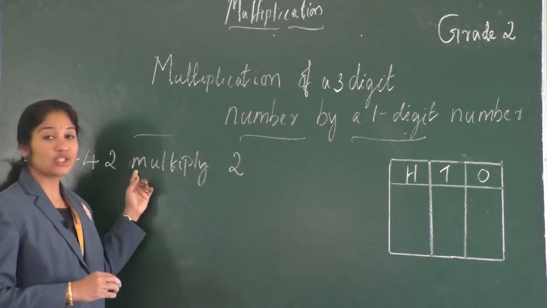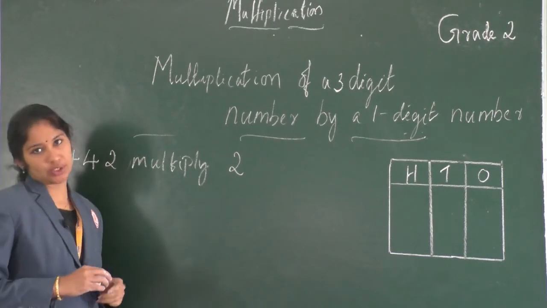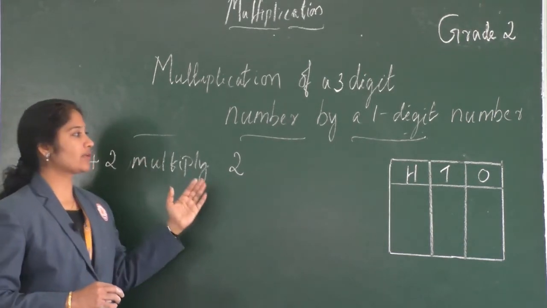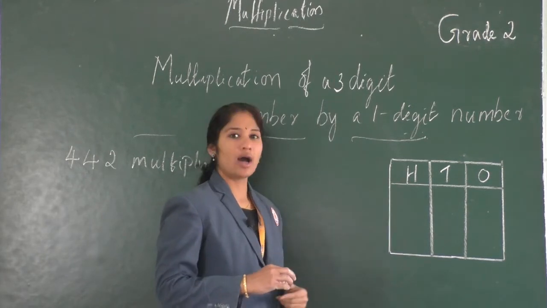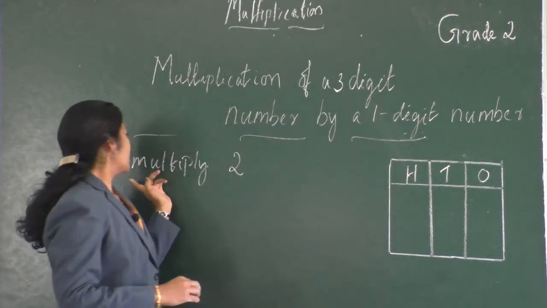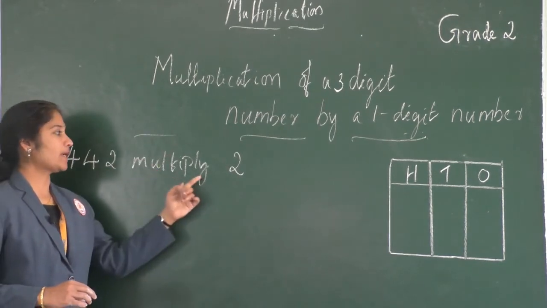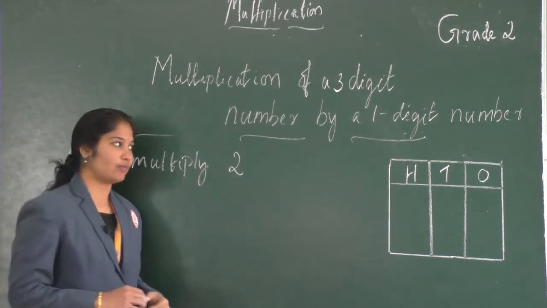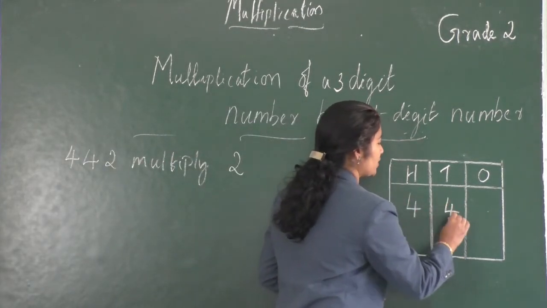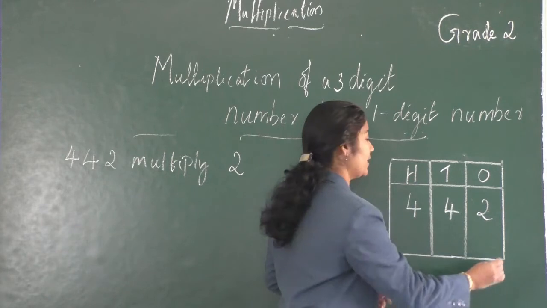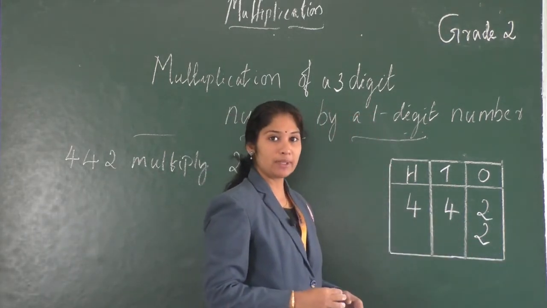For multiplying a 3-digit number, we use the same rule as the 2-digit number. The only difference, we have one more place value, that is 100. The first question, 442 multiplied by 2. We can write in a place value chart 442 multiplied by 2. First, which place do we have to multiply?